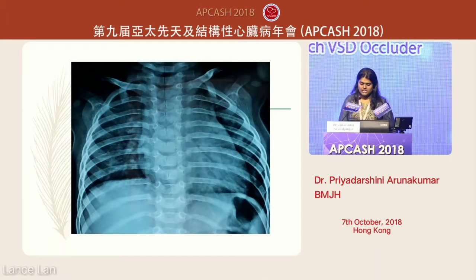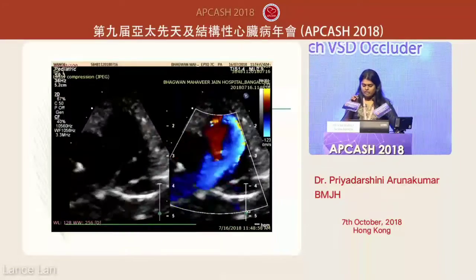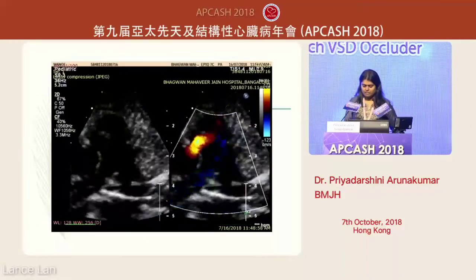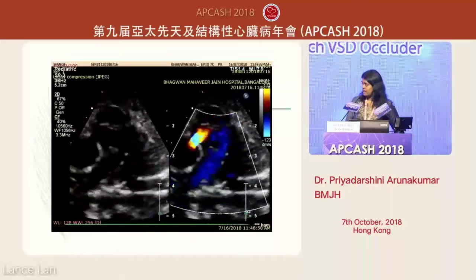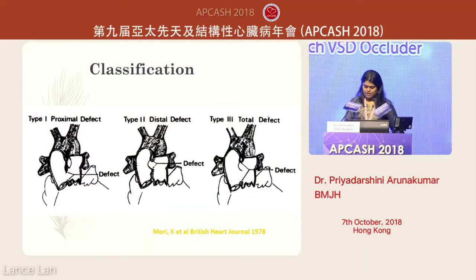Going on the chest X-ray, there was cardiomegaly with increased pulmonary blood flow, and this is what we found on echo. So we found the defect above the level of the pulmonary valve, almost at the level of bifurcation of the pulmonary artery, close to the origin of the right pulmonary artery. And we measured this defect to be between 3.2 and 4 millimeters by echo.